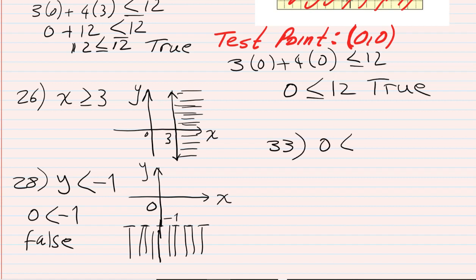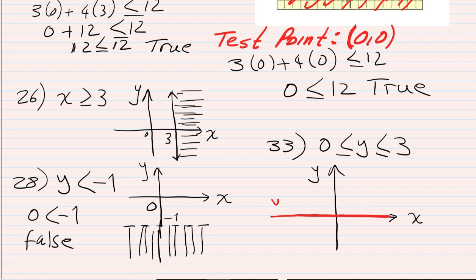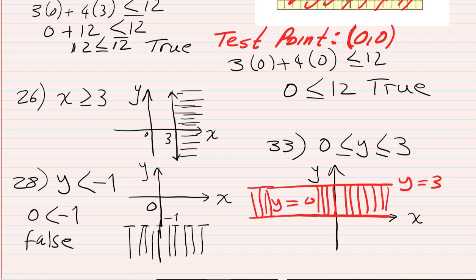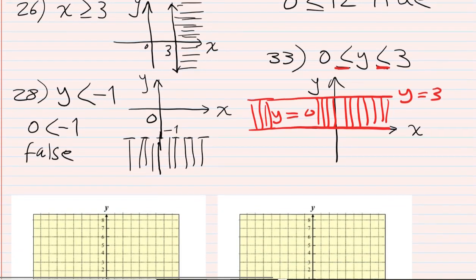In number 33, I have y between 0 and 3. So remember, y equals a constant is a horizontal line at the value of the constant. So in this case, this is y equals 0. And up here, let's say that's y equals 3. We want to be between 0 and 3, right? Everything here is between 0 and 3, and all the way to the other side. And it would be a solid line because you have an equal sign. And there you have it for number 33.